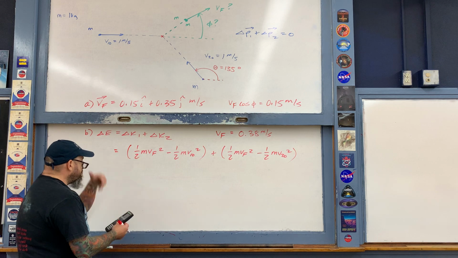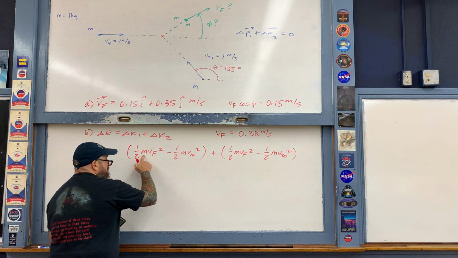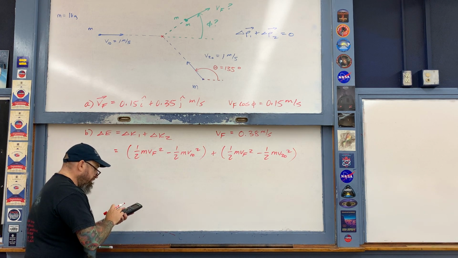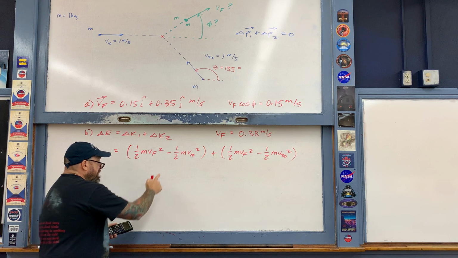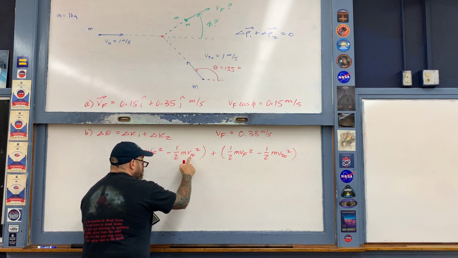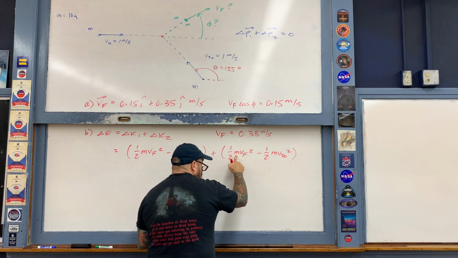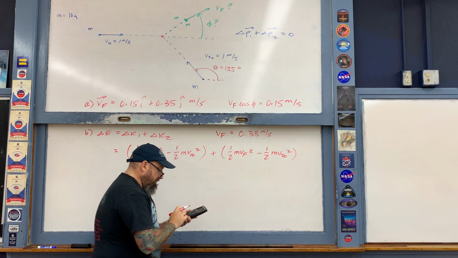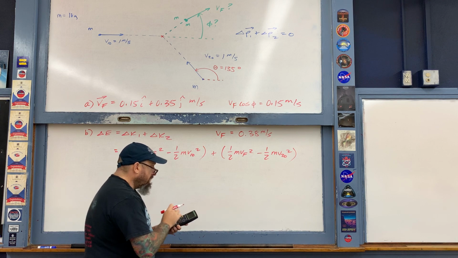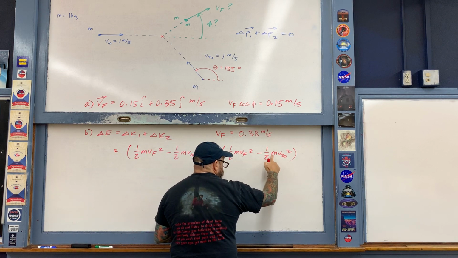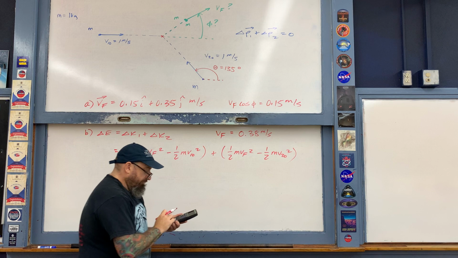All right, so let's go ahead and just punch it all out. So 1/2 times 1 times 0.38 squared, minus 1/2 times 1 times 1 squared, plus 1/2 times 1 times 0.38 squared, and then minus 1/2 times 1 times 1 squared.